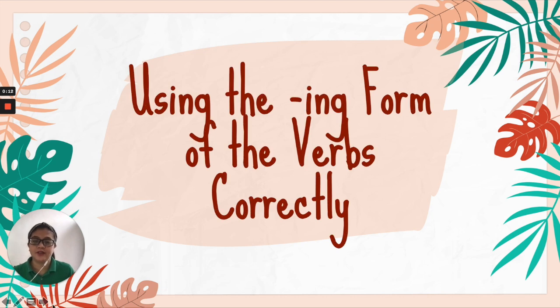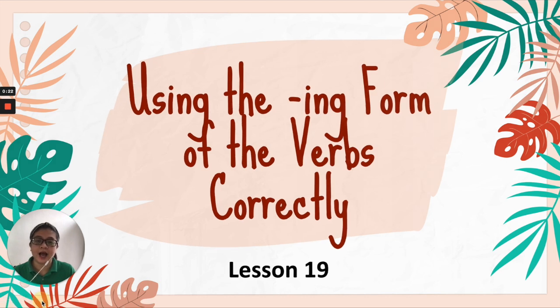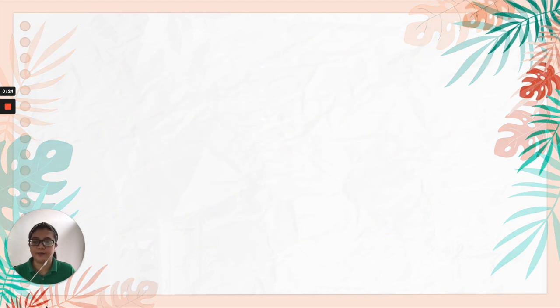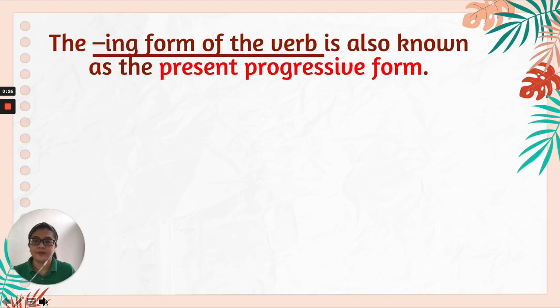So this is video lesson 19, using the ing form of the verbs correctly. For this lesson, we are going to still talk about verbs, but in ing form. The ing form of the verb is also known as the present progressive form.